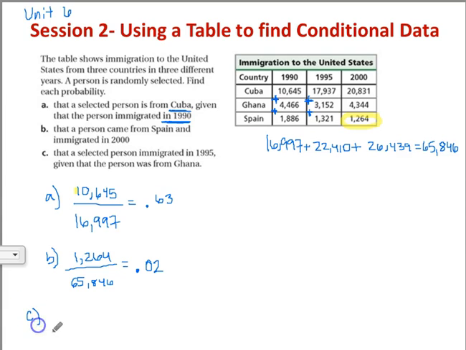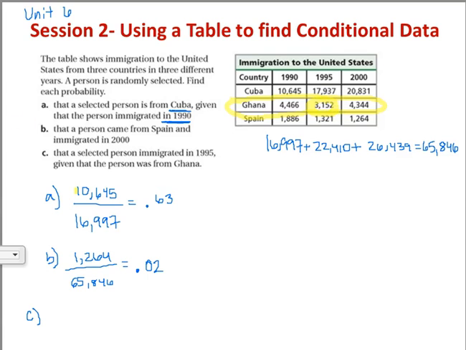Part C, the last part we're going to do, we want to find the probability that a selected person immigrated in 1995, given that the person is from Ghana. So there we want to focus on the fact that it says, given the person is from Ghana. So that means we want to focus on that Ghana row of people from Ghana. So I'm going to focus on this row here. And the person needs to be from 1995.